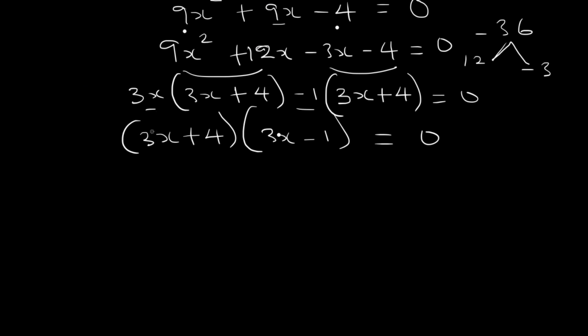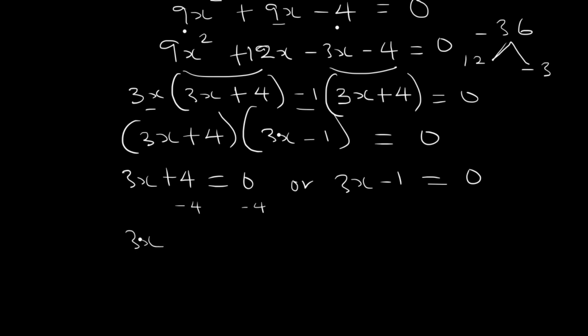So we're going to split this. We say 3x plus 4 is equal to 0, or 3x minus 1 is equal to 0. So in the first case, if 3x plus 4 is equal to 0, we'll subtract 4 from both sides, and we'll have 3x is equal to minus 4. The 4 will go off, and we'll have minus 4.